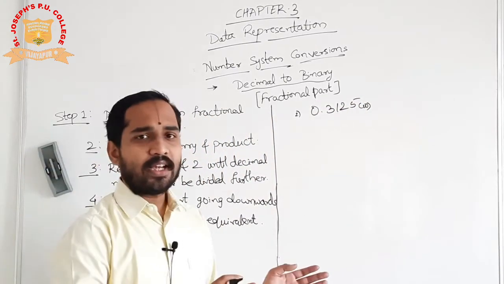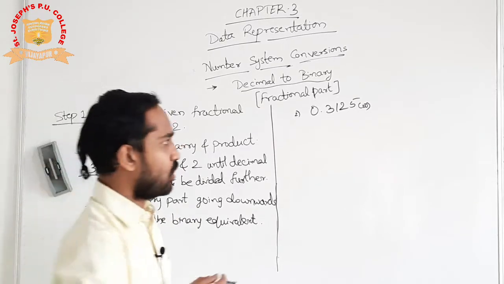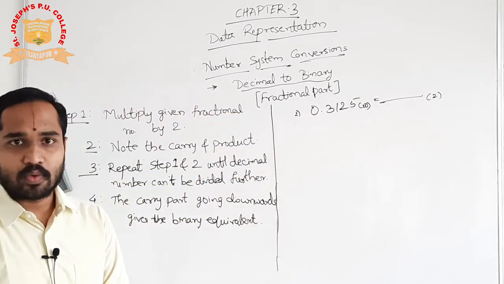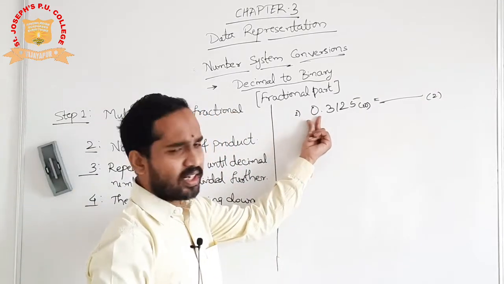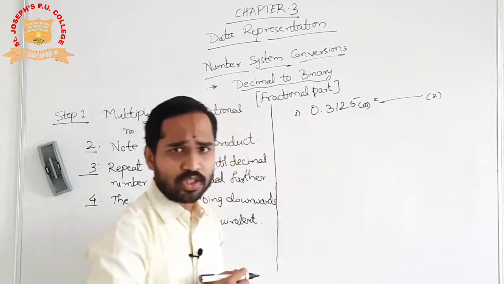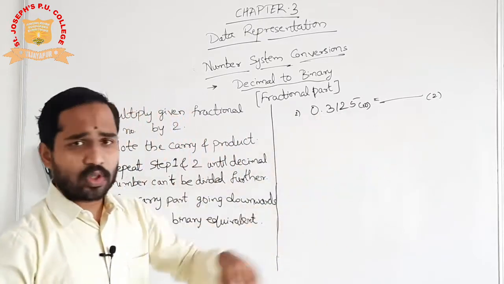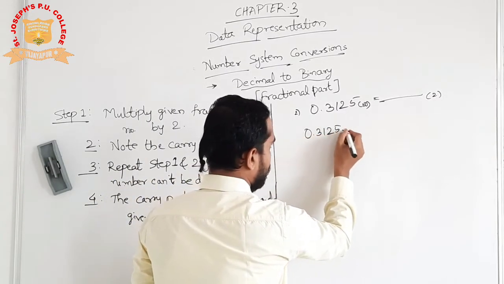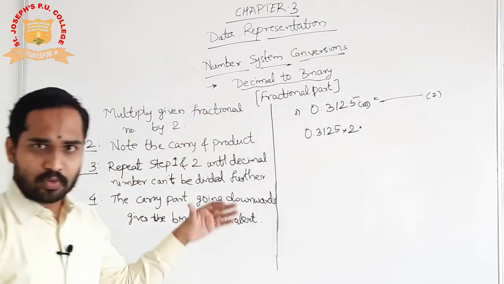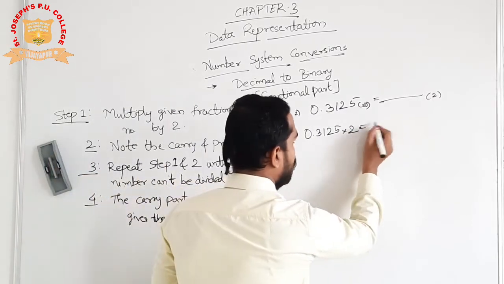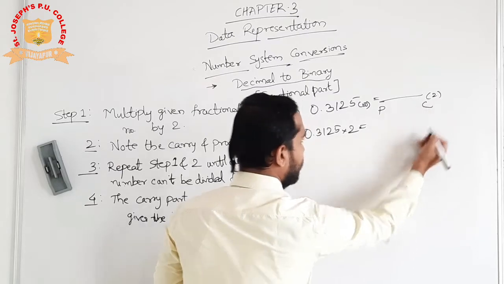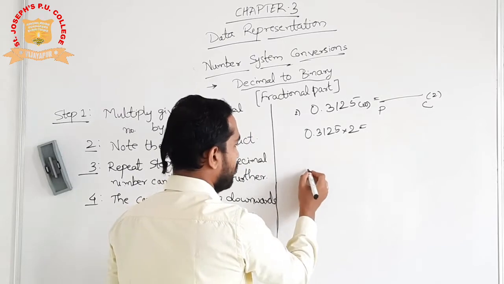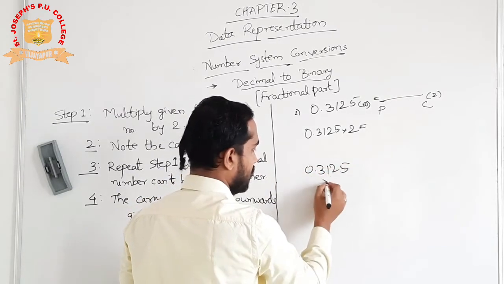Now you have to convert this to binary. How to do it? 0.3125 convert to binary. The 0 before the decimal will remain 0, that we cannot change. That means only 0.3125 I have to convert to binary. So what is the step? 0.3125 into 2. You have to multiply it by 2, the first step. Then you have to note down product and carry. So multiply 0.3125 into 2 and see what result you get.